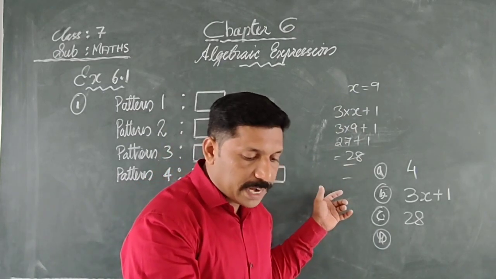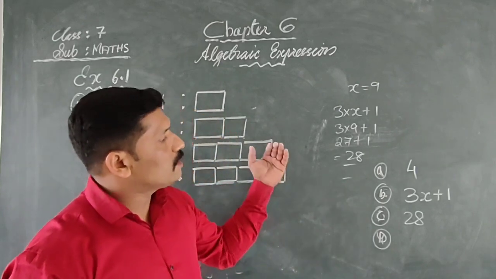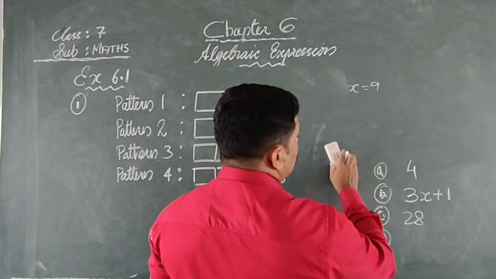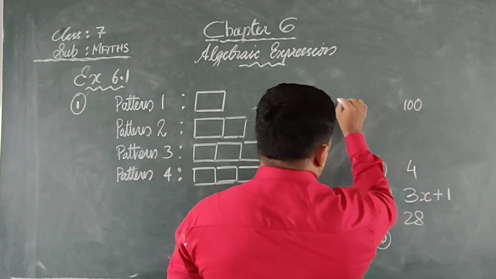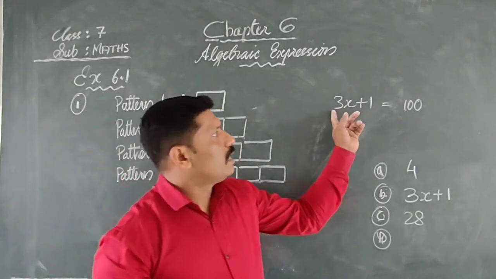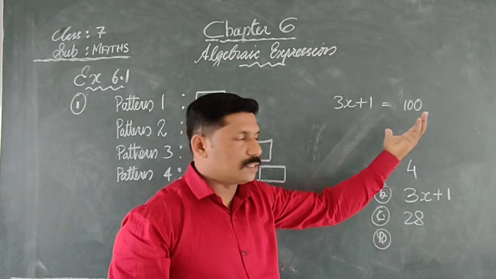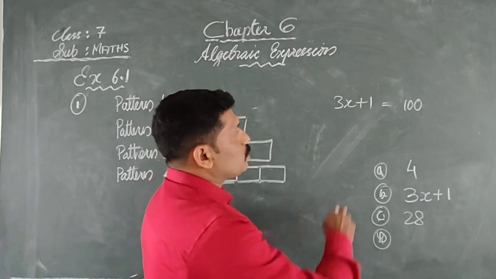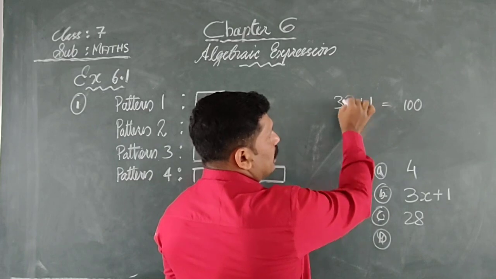And next, how many shapes will be formed using 100 line segments? If we want to use 100 line segments, how many shapes are needed? So here the number of line segments given is 100, and 3x plus 1 is the formula used to find out the number of line segments needed. So 3x plus 1 is equal to 100. We need how many shapes? Shapes means x we need.